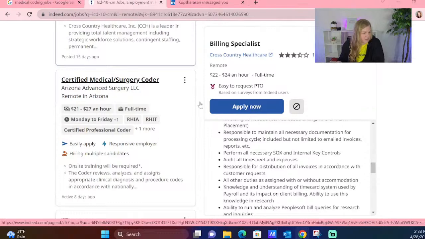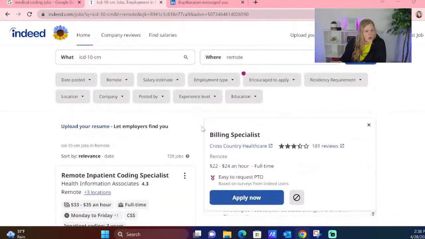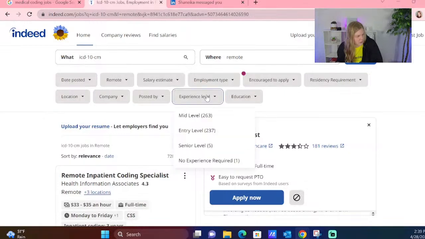This looks promising. You know what? Let me show you some cool things you can do. Cool thing you can do if you're someone who has no medical coding job experience or very limited. One thing you can do is in your search here, you can filter by experience level. Okay. Entry level.